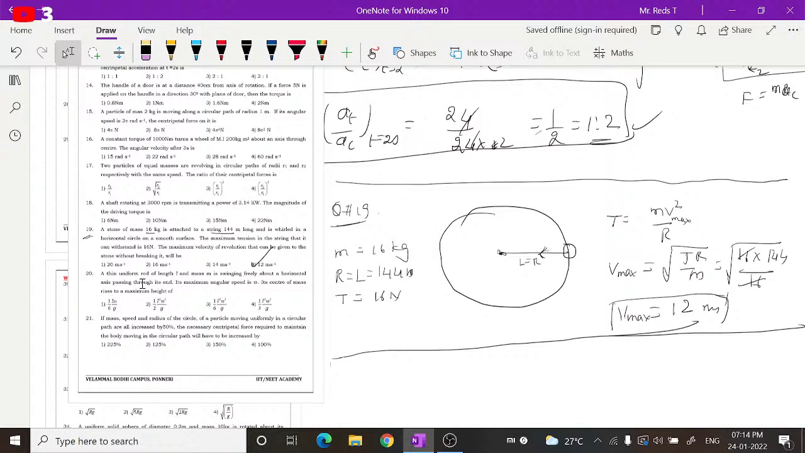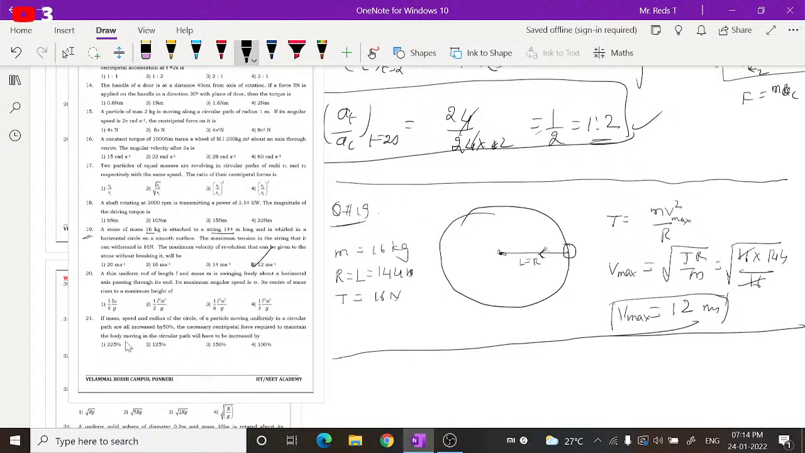Let us say mass is m. Mass increased by 50% means half of it is added to it. So if the initial mass is m, then 50% extra, m by 2, will be added to that. That is the meaning of it.